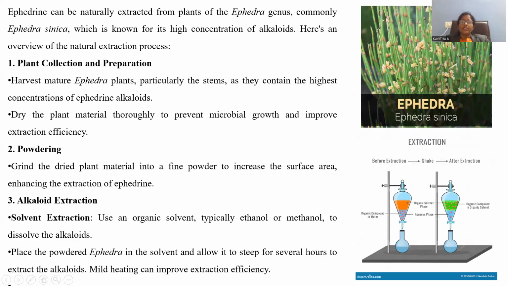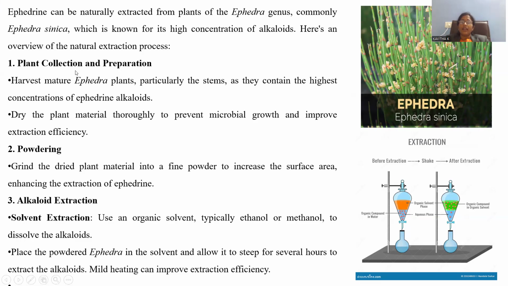Let's go with its extraction. How can we go for the extraction? Being a natural product extracted from the plant called Ephedra, how can we extract this ephedrine compound from this Ephedra plant? Ephedrine can be naturally extracted from plants of the Ephedra genus, commonly Ephedra, which is known for its high concentration of the alkaloid. Here is an overview of the natural extraction process. What are the steps involved in this entire extraction process from this plant?